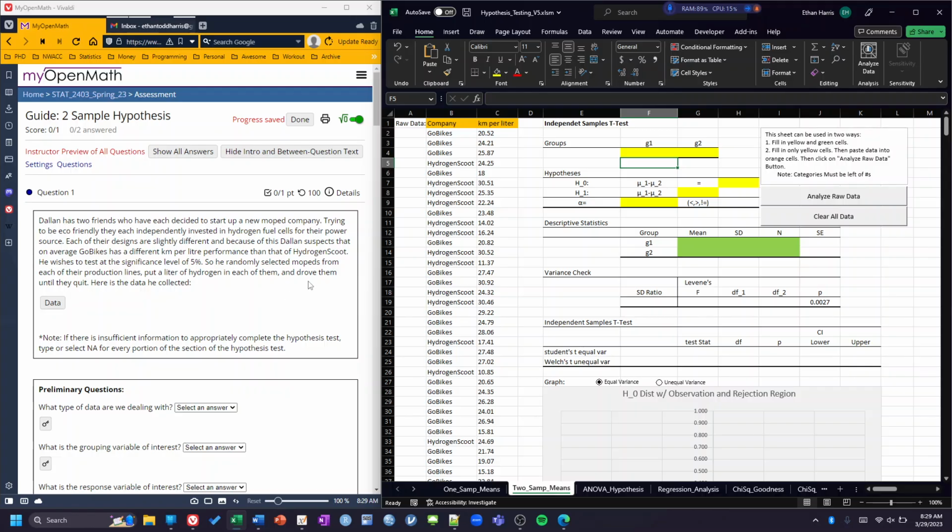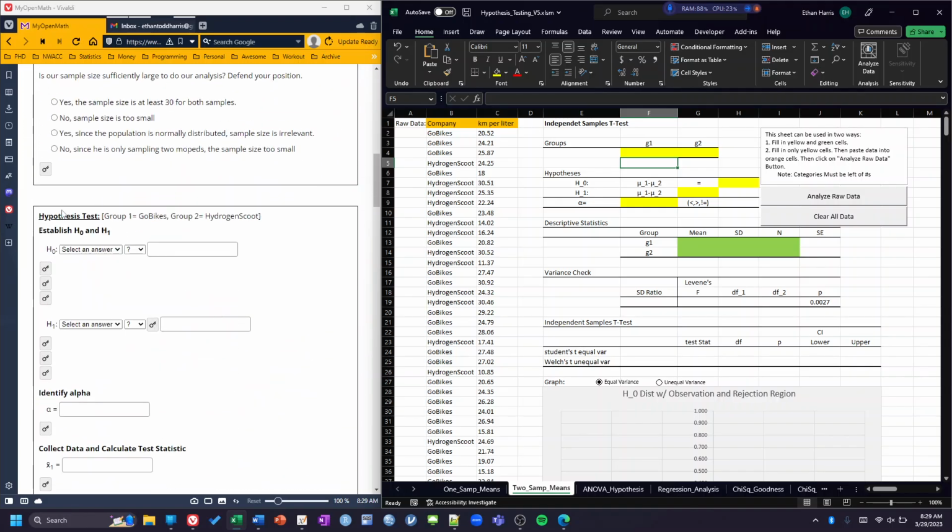And then let's go ahead and set this up. So one thing that we have to do when we do two-sample hypothesis testing is determine who is group 1 and who is group 2. So in here, I try to go down that when we do the hypothesis testing, it says group 1 is Go Bikes and group 2 is Hydrogen Scoot.